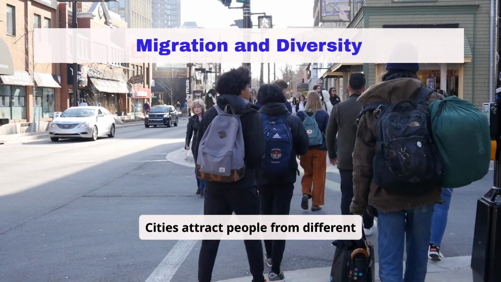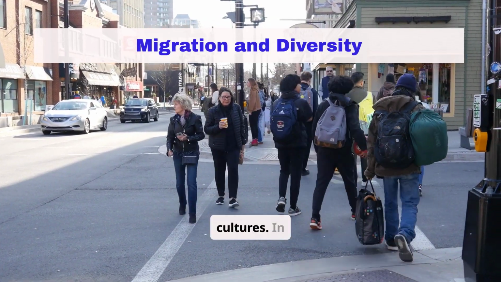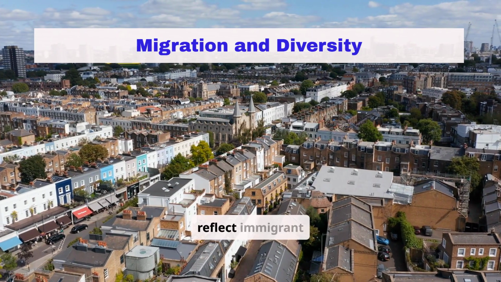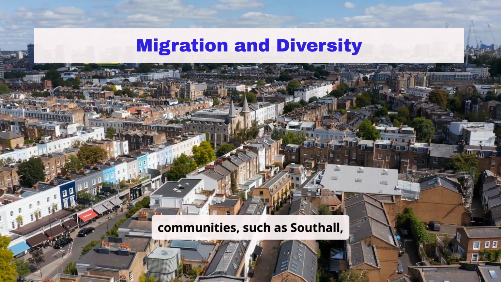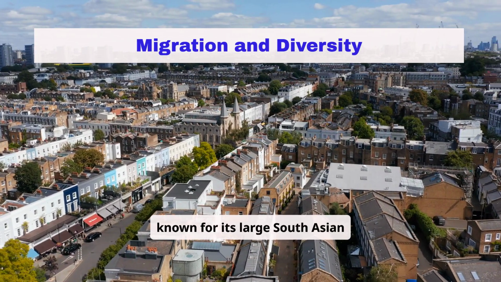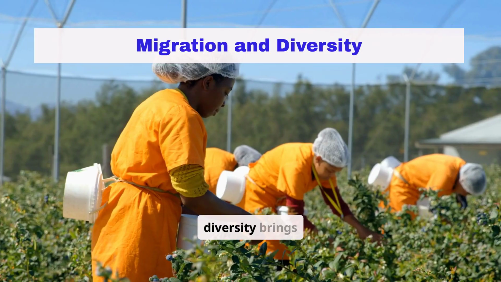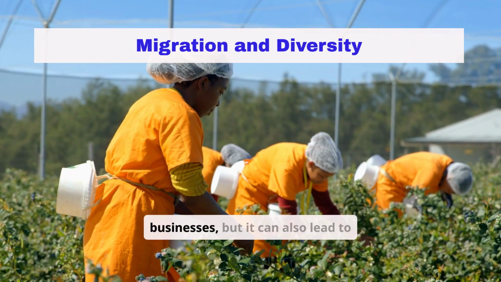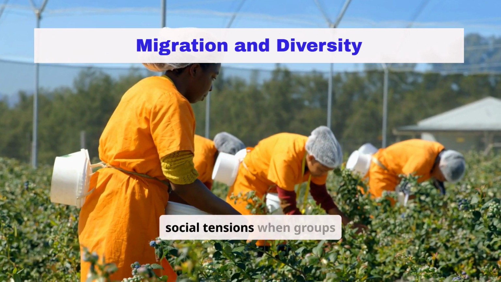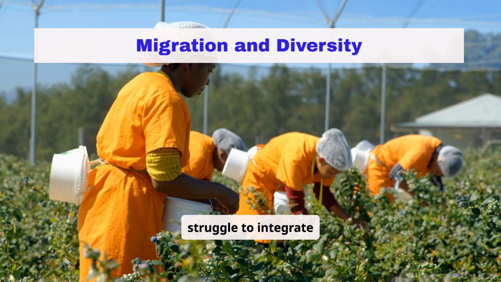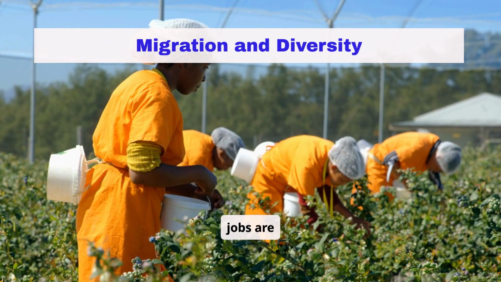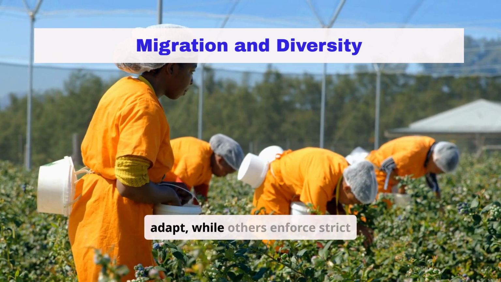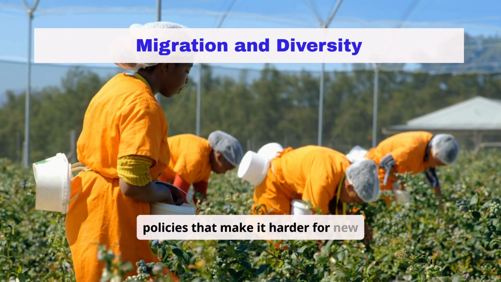Cities attract people from different backgrounds, creating diverse cultures. In London, entire neighborhoods reflect immigrant communities, such as Southall, known for its large South Asian population. This diversity brings unique food, traditions, and businesses, but it can also lead to social tensions when groups struggle to integrate, or when resources like housing and jobs are limited. Some governments create programs to help immigrants adapt, while others enforce strict policies that make it harder for new arrivals to settle.